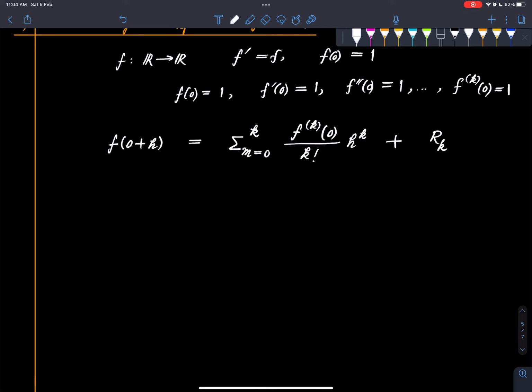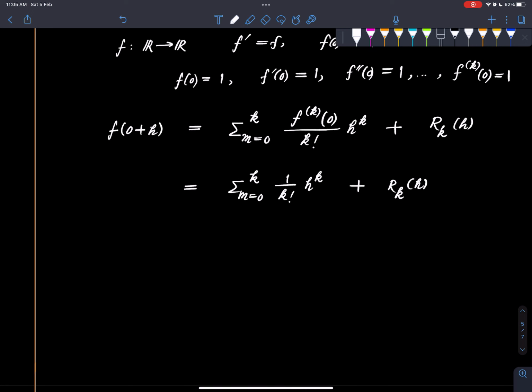The remainder term I will not write. So this is the polynomial term. I hope I have not made a mistake. Yeah, this is the polynomial term. So basically, since all those derivatives are 1, this is equal to some remainder term, which of course depends on h and whatnot. Okay. So f of h looks like this, but there is no reason to stop at any particular case.